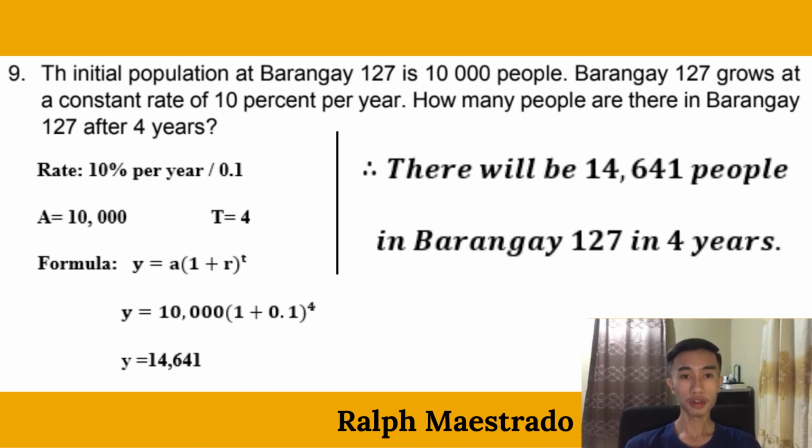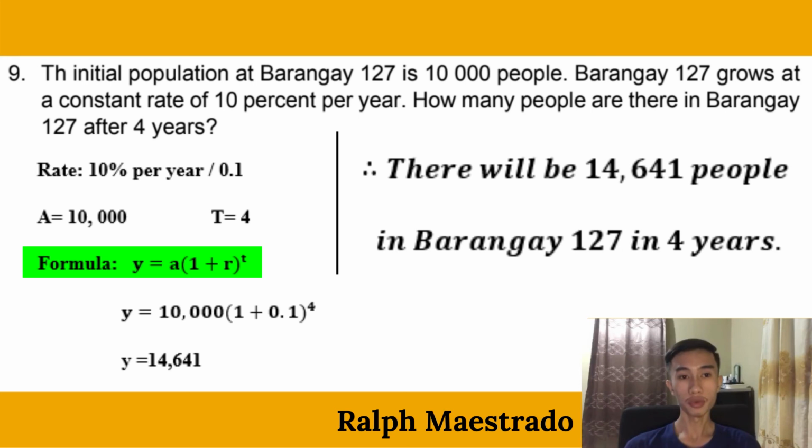Number 9. The initial population of Barangay 127 is 10,000 people. Barangay 127 grows at a constant rate of 10% each year. How many people are there in Barangay 127 after 4 years? First, this problem is an exponential growth factor as it grows at a constant rate of 10%. Our A, or our initial amount, is 10,000. Our rate is 10%, or if you convert it into decimal, it will be 0.1. And our time, or T, is 4.